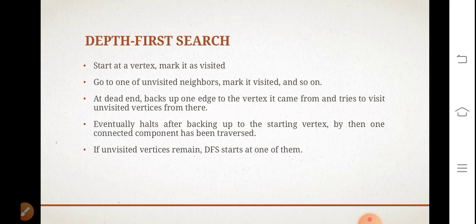graph. At a dead end, it backs up one edge to the vertex it came from and tries to visit unvisited vertices from there, then eventually halts after backing up to the starting vertex. By then, one connected component has been traversed. If unvisited vertices remain, DFS starts at one of them.